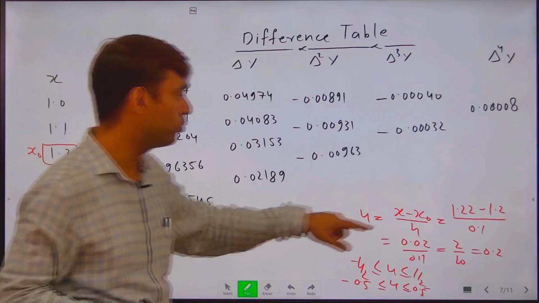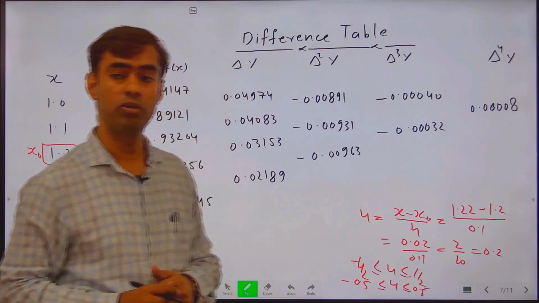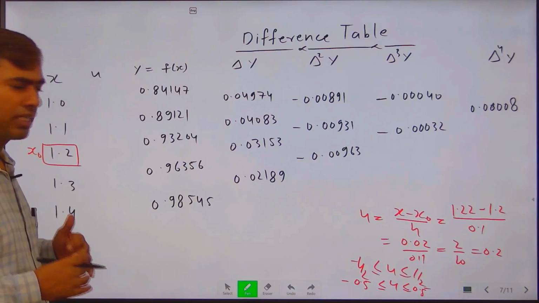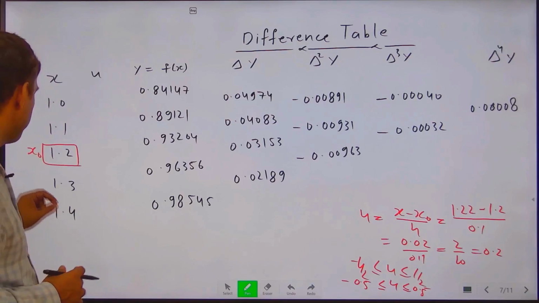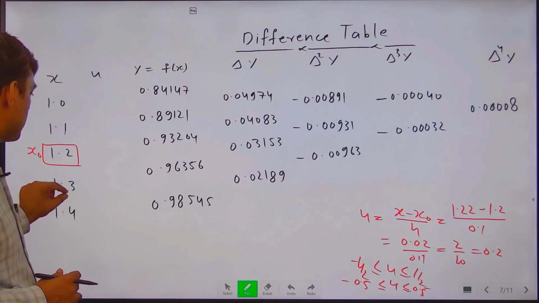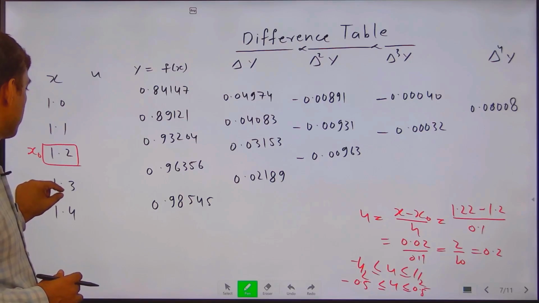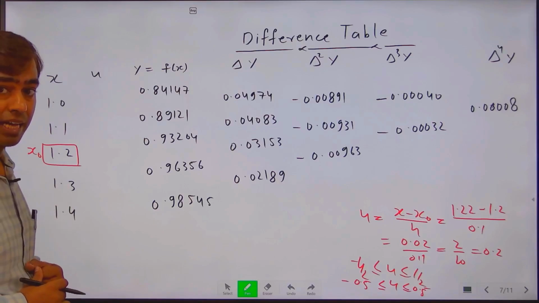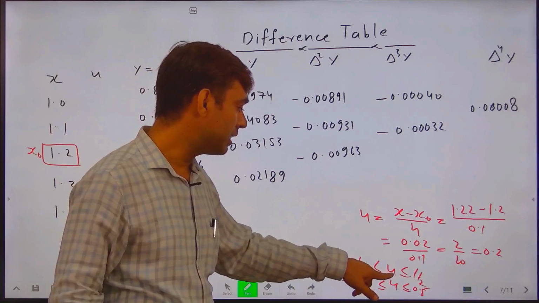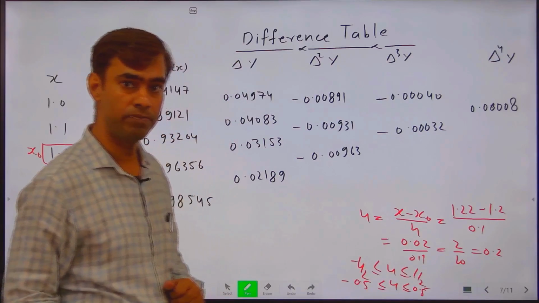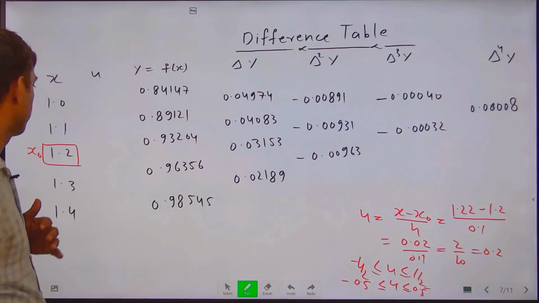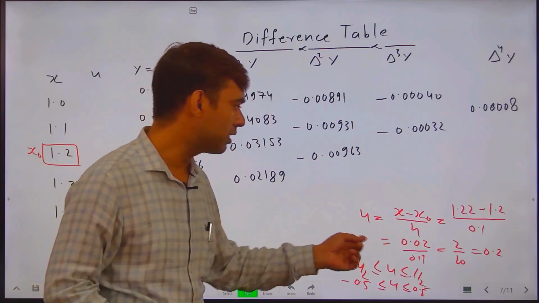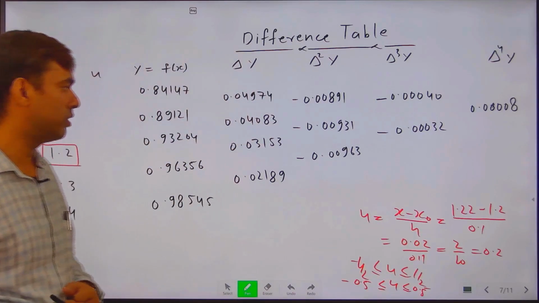If we try to interpolate the value of y at x equal 1.22, in this way we choose the x0. It is not always necessary to take the central value as x0. Maybe if you are going to find the value of y at x equal 1.32, then there is a need to choose 1.3 as x0 in order to maintain u between minus 1 by 2 to 1 by 2. But here, if we choose the central value as x0, then u is 0.2 and u lies between minus 1 by 2 to 1 by 2.